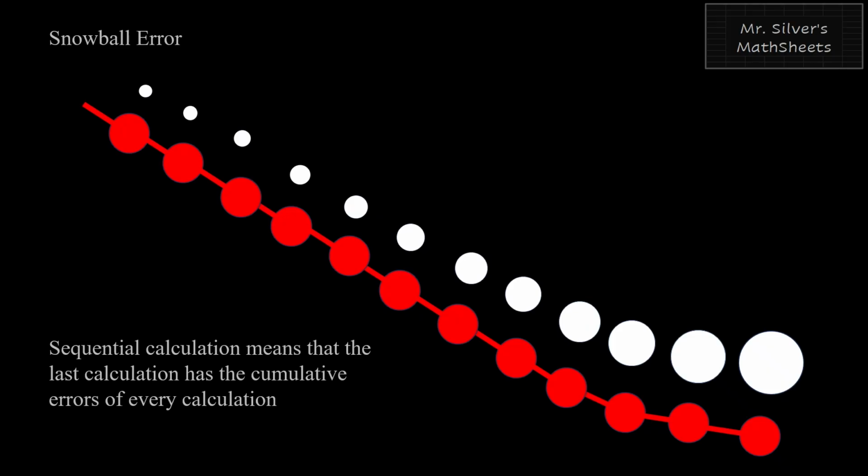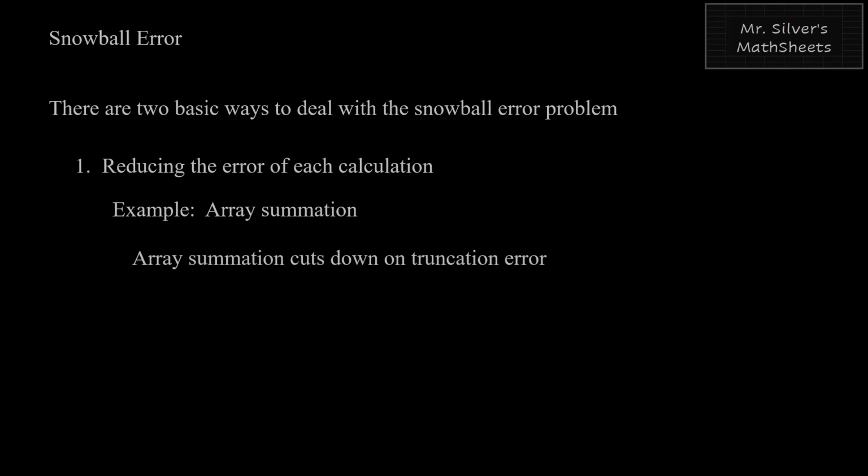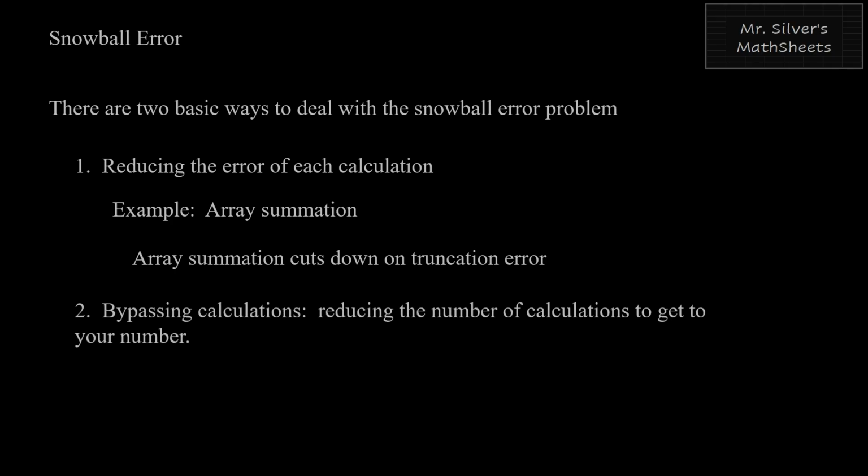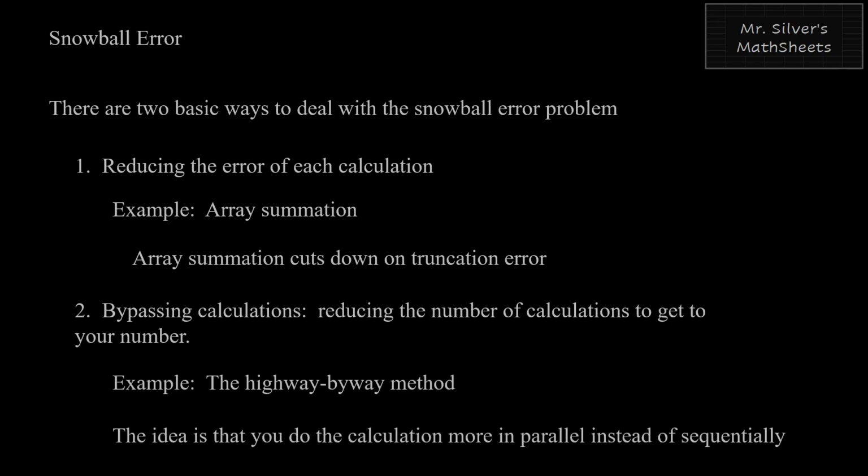So how do we deal with the snowball error problem? There are two basic ways, and we can do both. We don't have to choose one or the other. Reduce the error of each calculation. An example is array summation. And then bypassing calculations, reducing the number of calculations to get to your number. The example is the highway byway method, which we'll talk about a little bit later. But the idea is you do calculations in parallel.